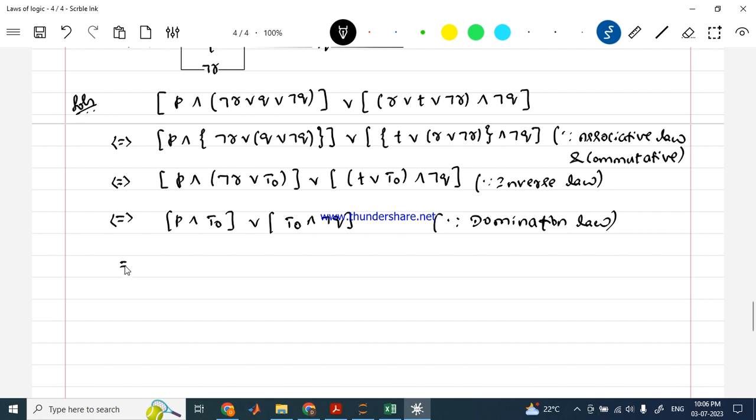And this is logically equivalent to P conjunction T naught. It has to be P disjunction T naught conjunction negation Q. It has to be negation Q. In both the places I used the identity law.